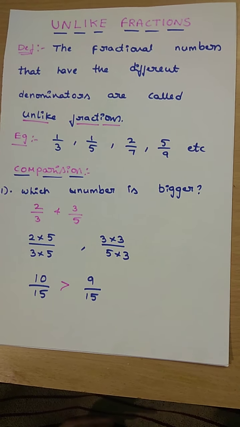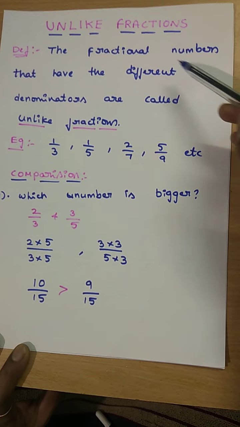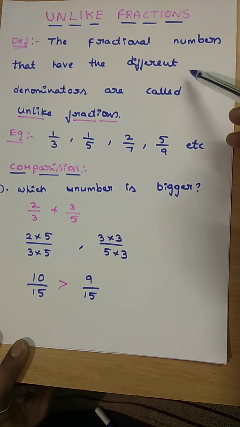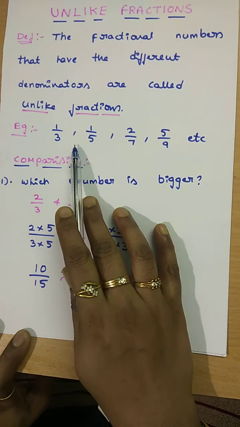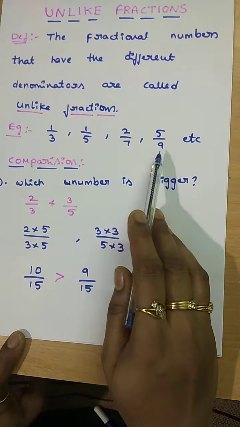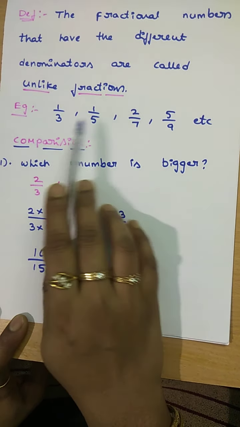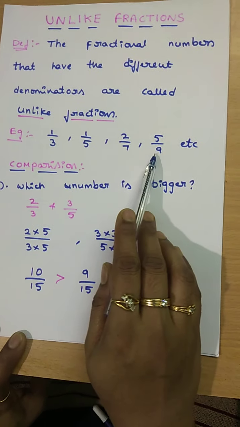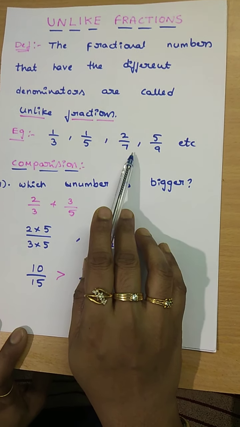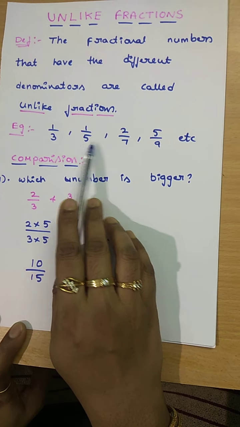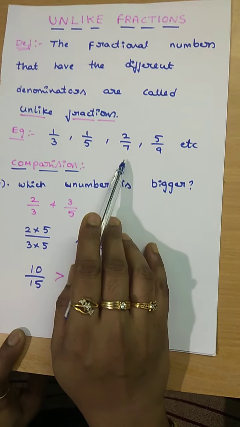Okay. The definition of unlike fractions is: fractional numbers that have different denominators are called unlike fractions. 1 by 3, 1 by 5, 2 by 7, 5 by 9. These denominators are different, so these are called unlike fractions. If denominators are same, then we call them like fractions. If denominators are different, then we call these fractions unlike fractions.